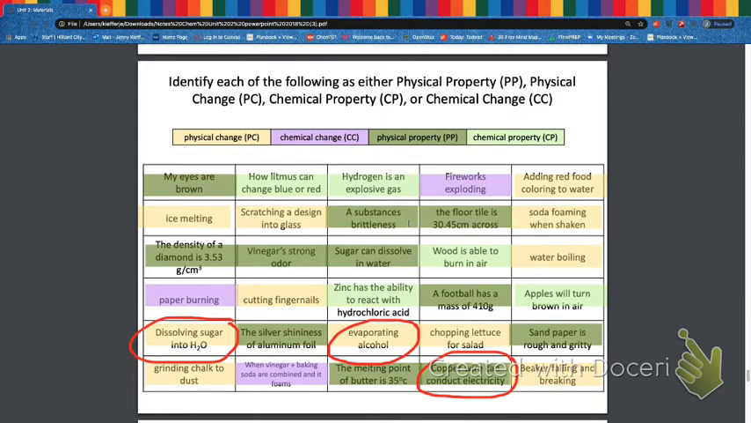Adding food coloring to water, soda foaming when shaken, and water boiling, those are all physical changes. We kind of talked about those already. Apples turning brown in the air, there's obviously a color change. That's a chemical change. Sandpaper is rough and gritty, physical property. And a beaker falling and breaking is a physical change. Okay, so those three that I circled, those are the ones to kind of watch out for. Those are the ones that most students miss on a test or quiz, okay?